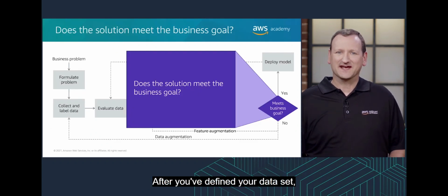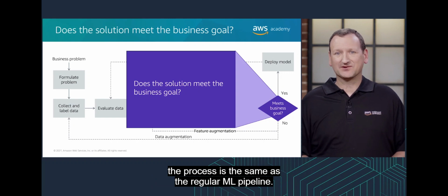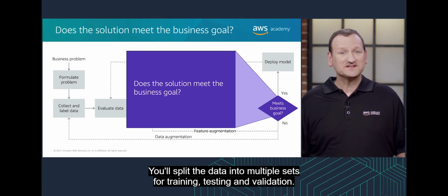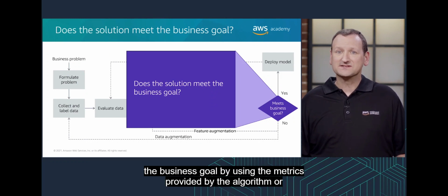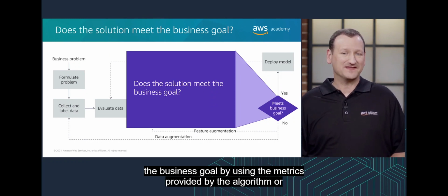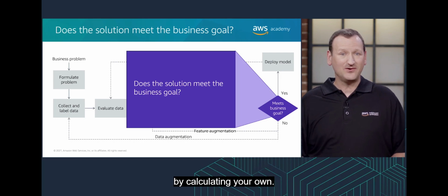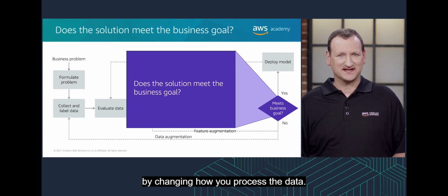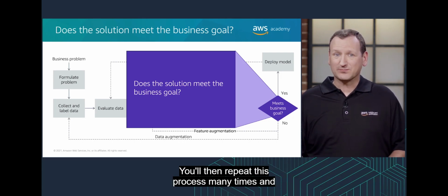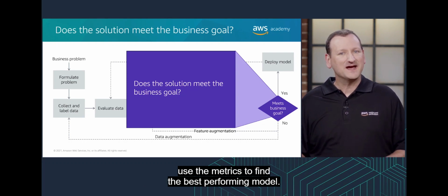After you've defined your data set, the process is the same as the regular ML pipeline. You'll split the data into multiple sets for training, testing, and validation. Next, you'll select and train a model. You'll assess the model against the business goal by using the metrics provided by the algorithm, or by calculating your own. You might then tune the model by updating the model's hyperparameters, or by changing how you process the data. You'll then repeat this process many times and use the metrics to find the best performing model.